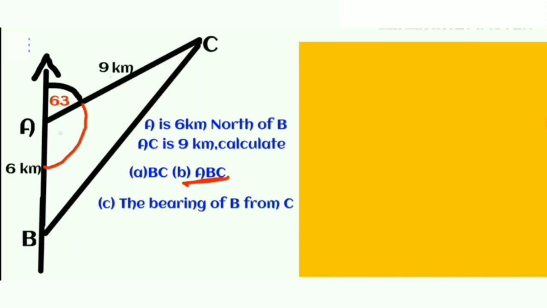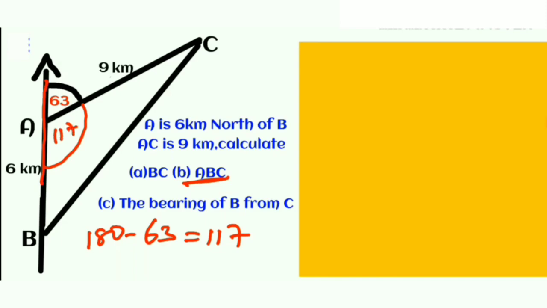So how do we find this angle? 180 minus 63 equals 117. Why 180? Angles on a straight line add up to 180. So this is a straight line. Okay, so this is 117.